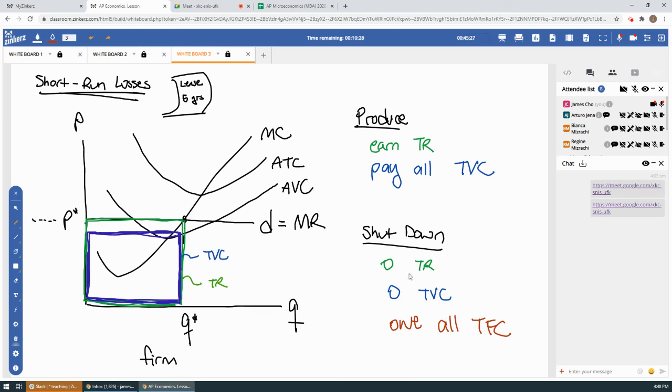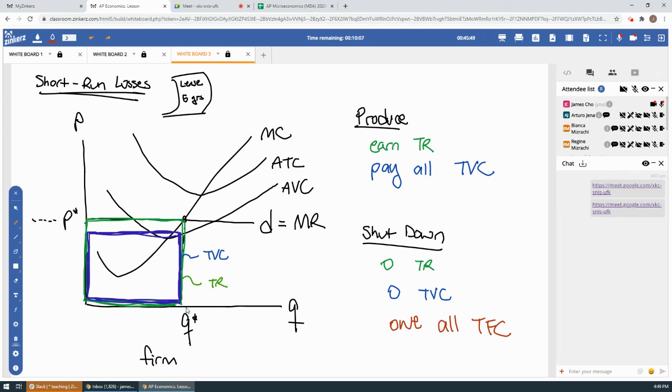Here's the cool thing about producing. If I produced, I earned some total revenue. From that money, I was able to pay all of my total variable cost, and I have a little bit of money left over here. Is that profit? No. That's the fixed cost. That's how much of the fixed cost I'm able to pay.